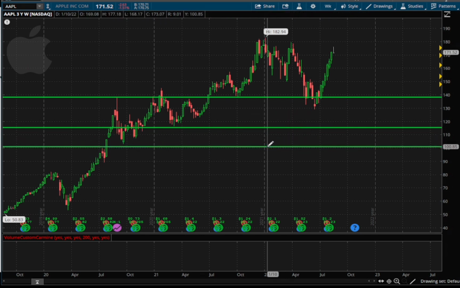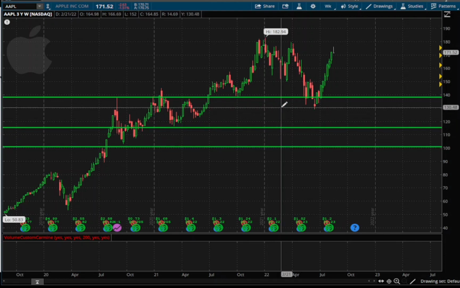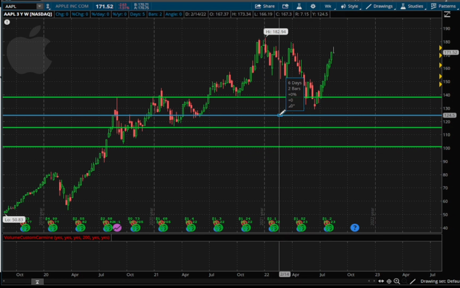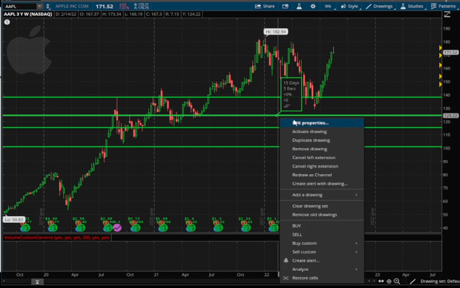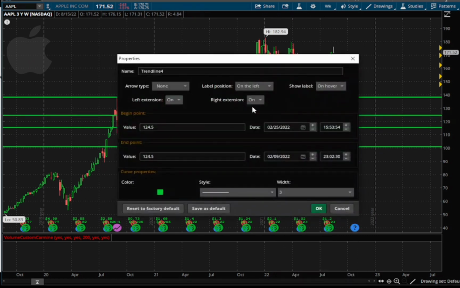Right click. I'm sorry, left click. I've been meaning to say left click, not right click. Left click, drag a little bit, left click again. But in order for you to get the lines on both sides, you have to right click on it. After you draw it, hit edit. Make sure the left extension is on. Make sure the right extension is on. Okay?